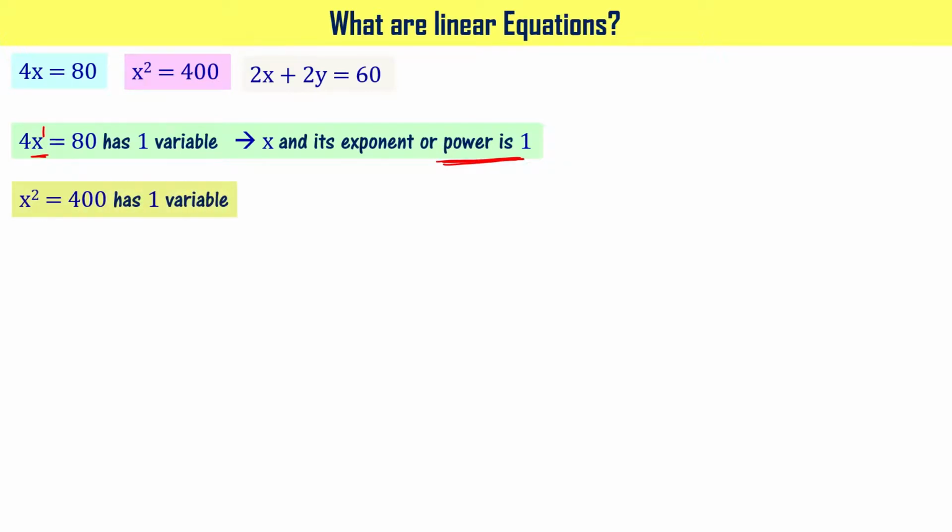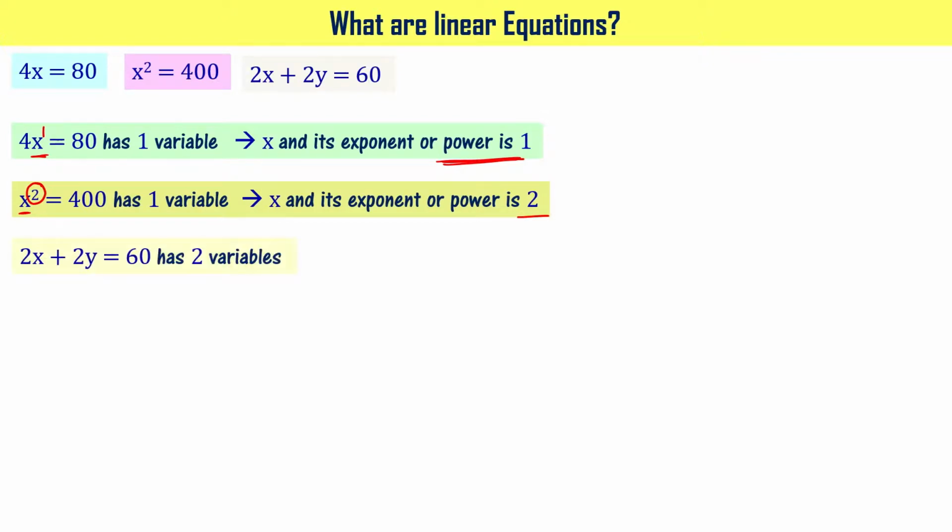X square equal to 400 is also having one variable, that is x, right? Its power is 2. Look at this. It is x square, right? Power is 2. Now look at the third equation, that is 2x plus 2y equal to 60. That has got two variables, x and y, right? You have two variables and their exponents, the powers, are 1 and 1 respectively.